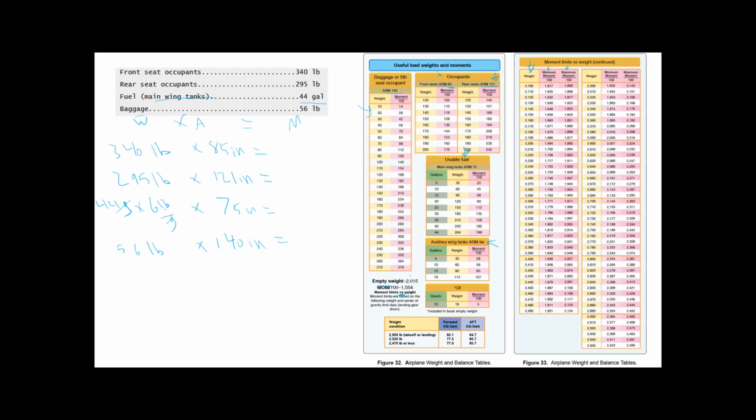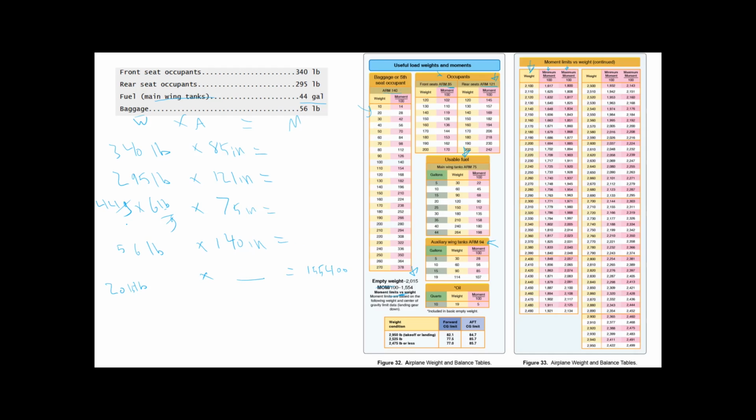And of course, we cannot forget about our empty weight. That's 2,015 pounds. And they actually don't give us an arm. They give us the moment, 1,554 times 1,000. We're just going to add two more zeros, times 100.